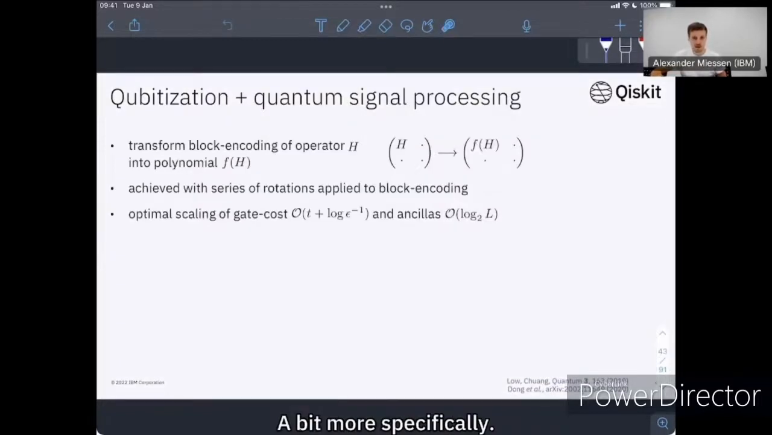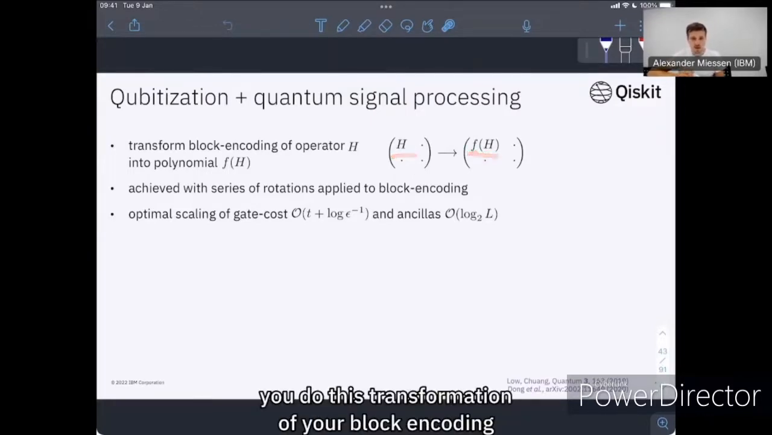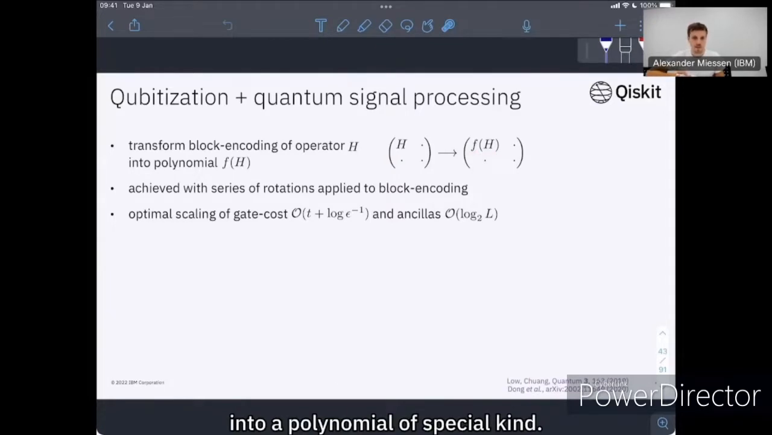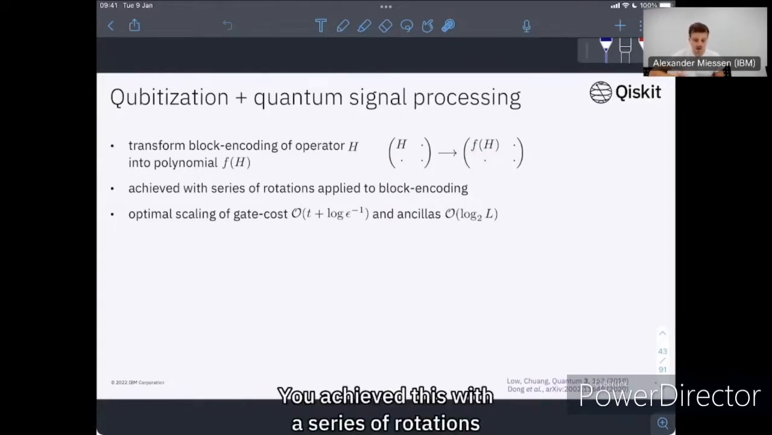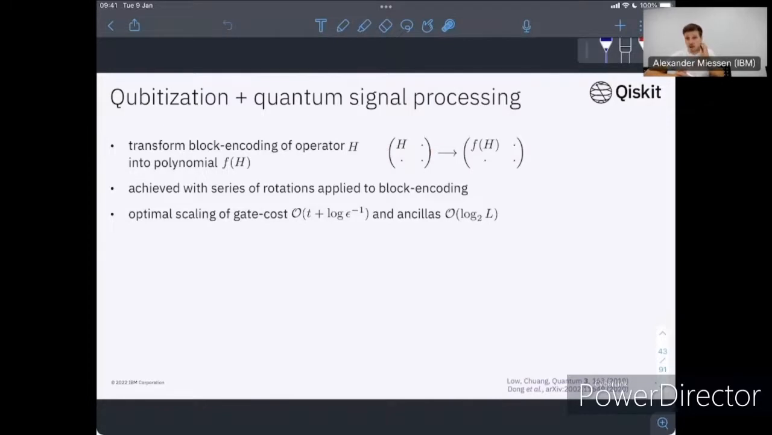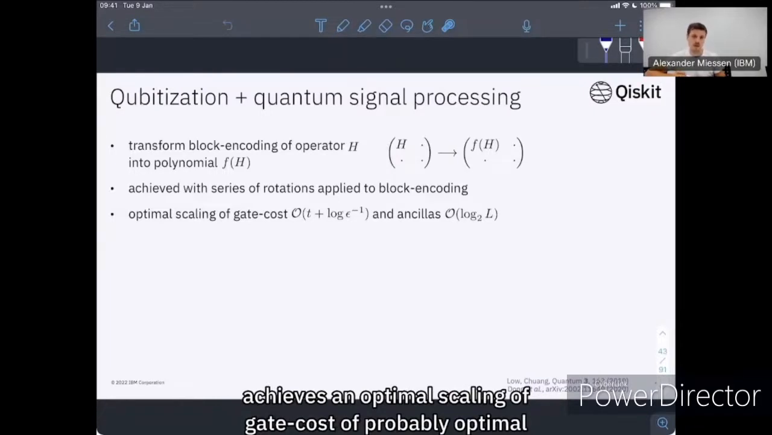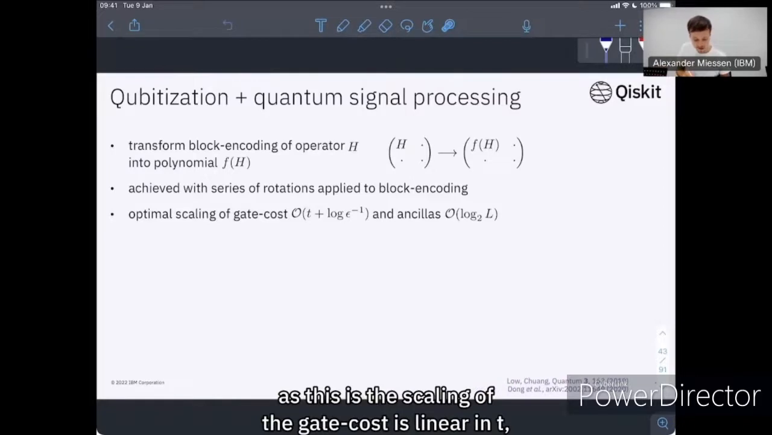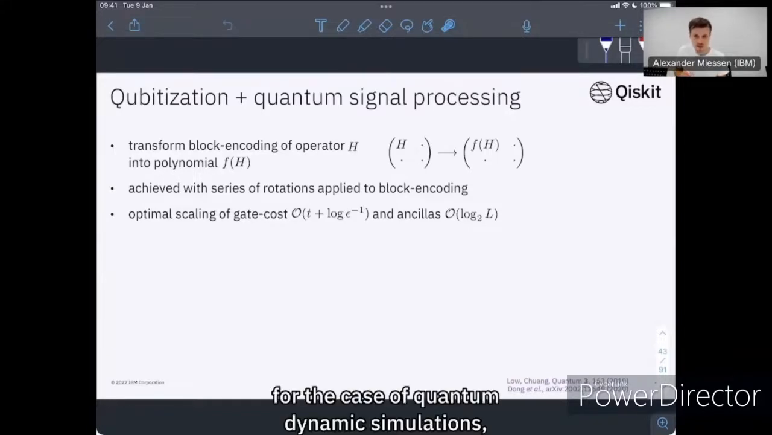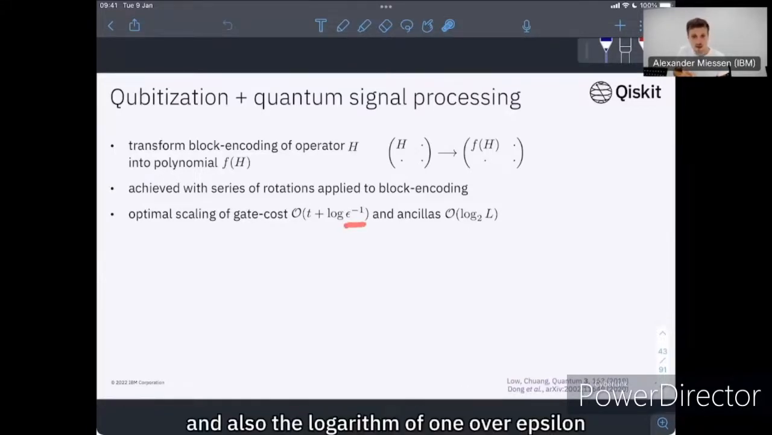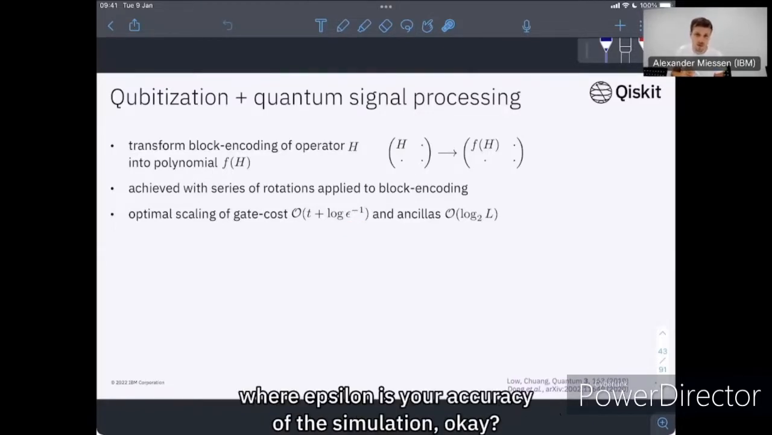A bit more specifically, so I told you, you do this transformation of your block encoding into a polynomial of special kind. You achieve this with a series of rotations applied before and after this block encoding. And the way that this algorithm is constructed achieves an optimal scaling of gate cost, provably optimal, as the scaling of the gate cost is linear in t, your simulation time for the case of quantum dynamics simulations, and also the logarithm of 1 over epsilon, where epsilon is the accuracy of the simulation.